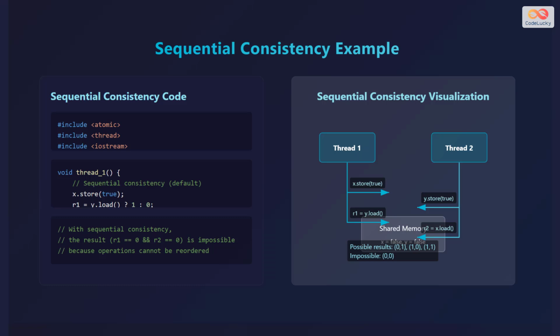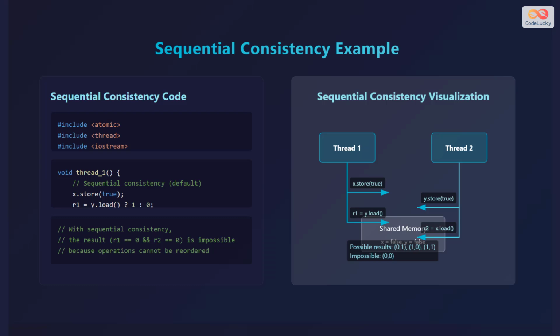Here's an example illustrating sequential consistency. We'll start with the code and then move on to a visualization. The code sets up two atomic Boolean variables, x and y, both initialized to false. Additionally, there are two integer variables r1 and r2 initialized to 0. The thread1 function stores true into x, and then sets r1 to 1 if y is true or 0 otherwise. The thread2 function stores true into y, and then sets r2 to 1 if x is true or 0 otherwise.